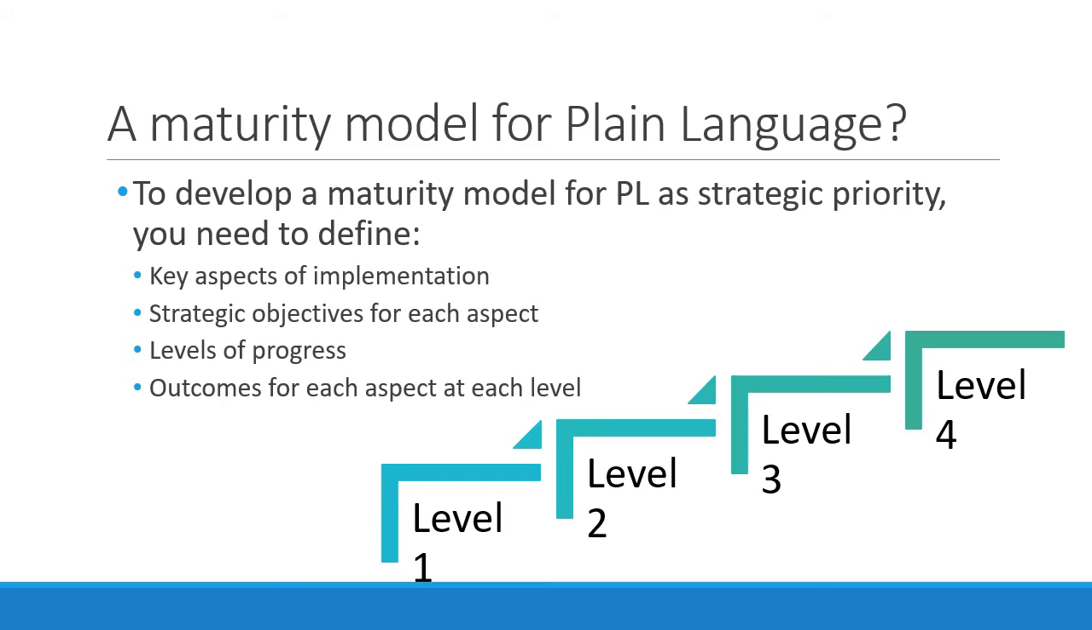Then, how many levels of progress do you want to show? And then lastly, what do you expect will happen at each level? What is the outcome of each level for each aspect? Let's now follow these steps.